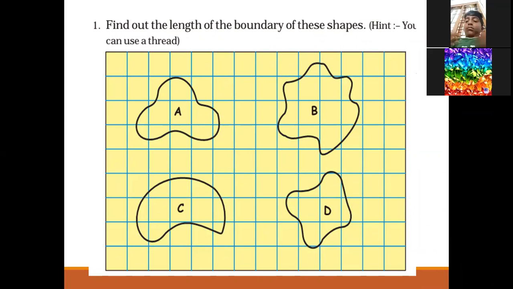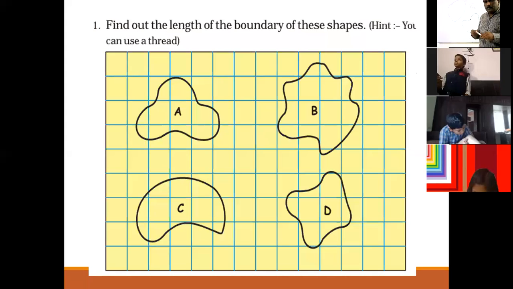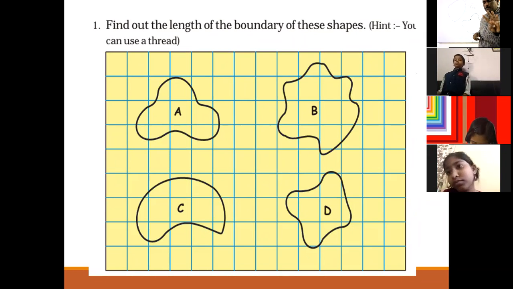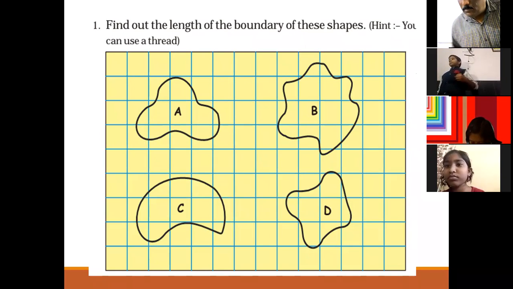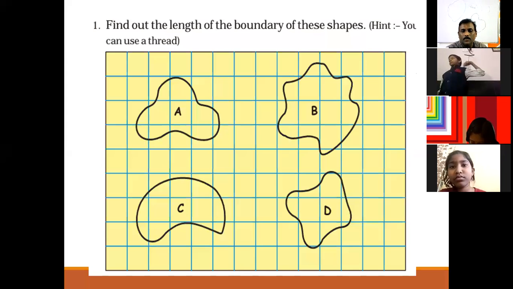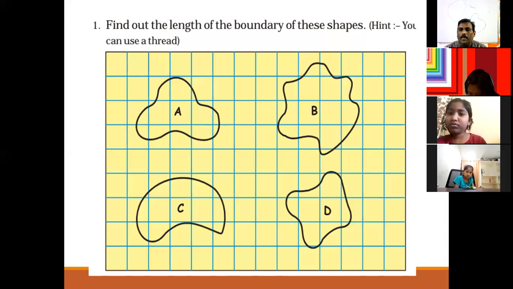The homework is, draw any 4 irregular shapes as shown here. Take a thread, find the boundary. Got my point? Am I clear? What you have to do is draw any 4 shapes which are not lines, and find the perimeter of the 4 shapes. Now ask your doubts. No doubts? So that is the homework for this class.